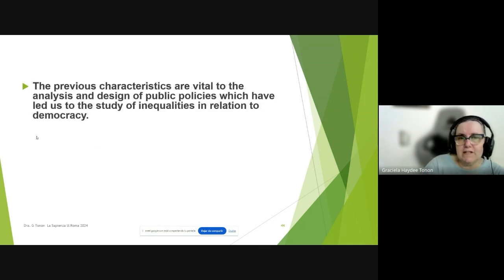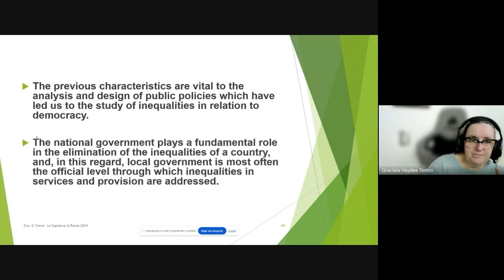The previous characteristics are vital to the analysis and design of public policies, which have led us to the study of inequalities directly in relation with democracy. The national government plays a fundamental role in the elimination of the inequalities of a country. But in this regard, particularly local government is more often the official level through which inequalities in services and provisions are addressed. Yes, people ask for help from the local government.